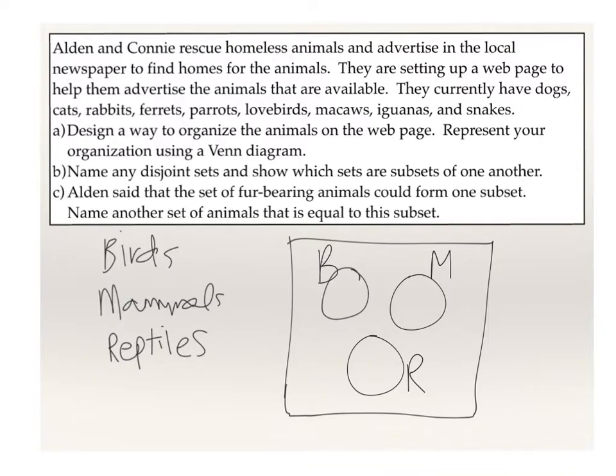Question B wants you to name the disjoint sets. You would just say B, M, and R are all disjoint. There's no subsets here. Alden said that the set of fur-bearing animals could form a set. Another set that would be equal to that is one we have already: mammals. So for question C, mammals is the same as fur-bearing. They'd be equal. Two different people might have come up with different names, but they're still equal sets. That's all it's trying to say.